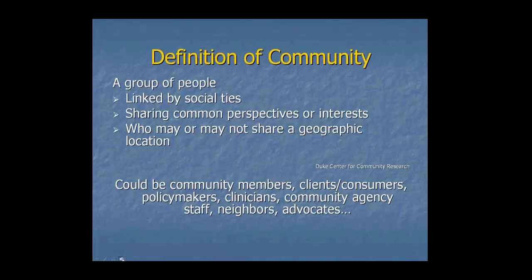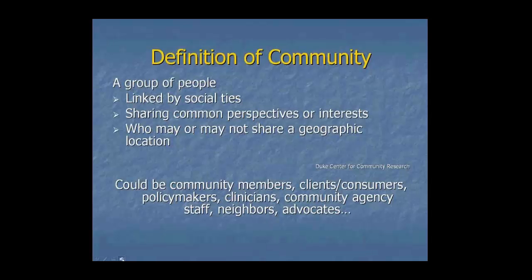Community can be defined as a group of people who are linked by social ties, sharing common perspectives or interests, who may or may not share a geographic location like a county or a city or a specific local community. Community does not refer only to geography, but also to shared identity, such as a cultural or ethnic identity, being part of a lesbian, gay, bisexual, and transgender community, being part of a support network for recovery from alcohol or drug dependence, and so forth. So community may be defined differently in different projects.